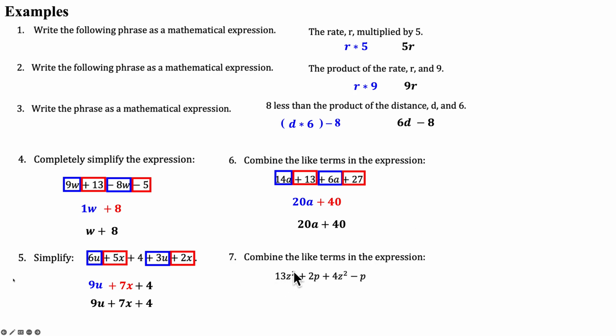Number 7, whoops, careful here. They give us a squared or a power of 2 on our z. So we have to have this z squared. They are alike. Now, if this was z to the first power or just z, or z to the third, you would not be able to combine them together. All right, so the variable has to be the same and the exponent on the variable has to be the same. Since these are the same, we'll combine them together as an object. 13z squareds plus 4z squareds is how many z squareds? 17z squareds.